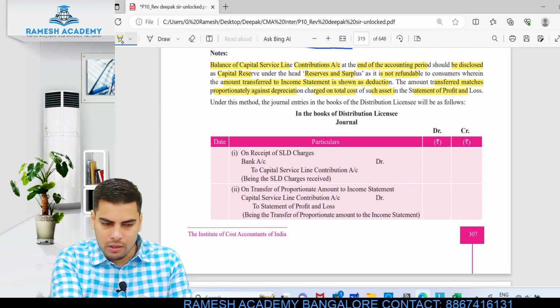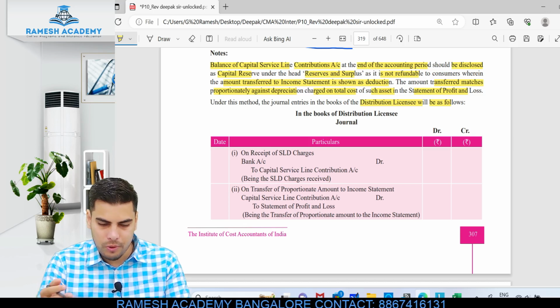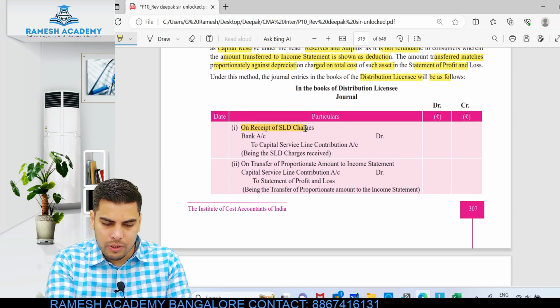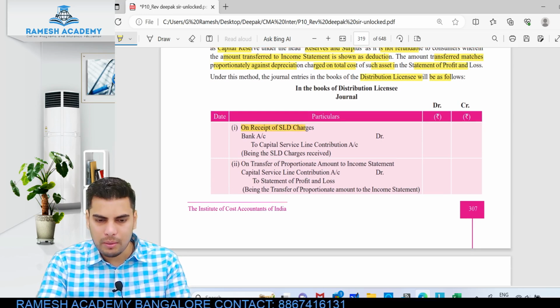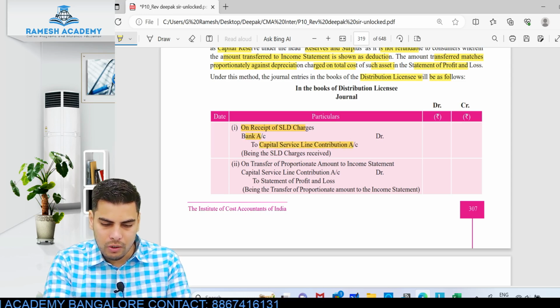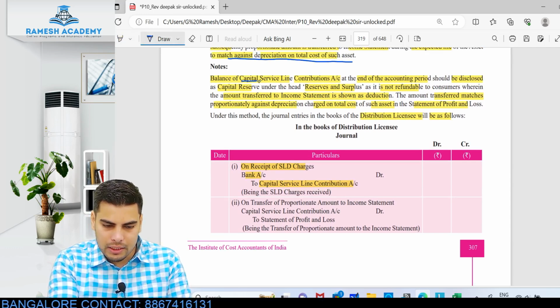distribution license. Okay, so distribution license is nothing but the electricity company which is distributing this particular license. So what will be the entry? On receipt of this particular amount, okay, so service line cum development charges, bank account debtor to capital service line contribution account. Okay, so that would be treated as what? That would be treated as capital service line contribution.